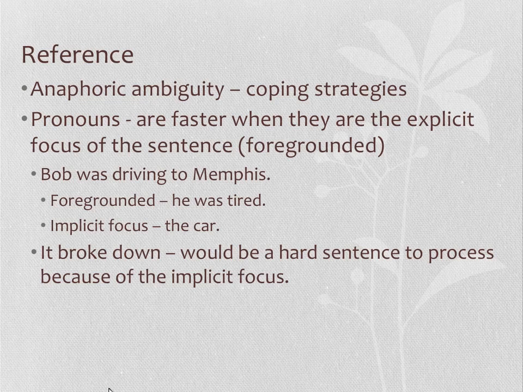So our processing is faster when we are using the explicit focus of a sentence. So it's called foregrounding. Bob was driving to Memphis. He was tired. So he is the actor in the sentence. That's foregrounding. The implicit focus in the sentence is the car. It broke down. It becomes the second sentence. It becomes a harder sentence to process because of that implicit focus.